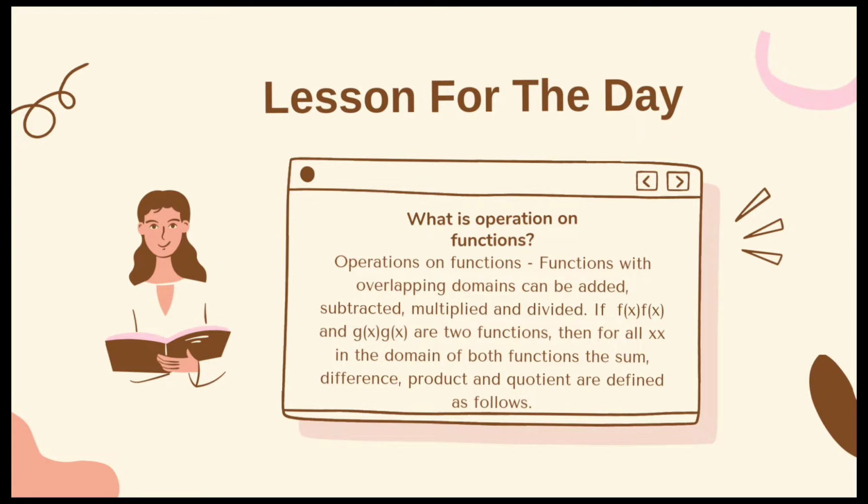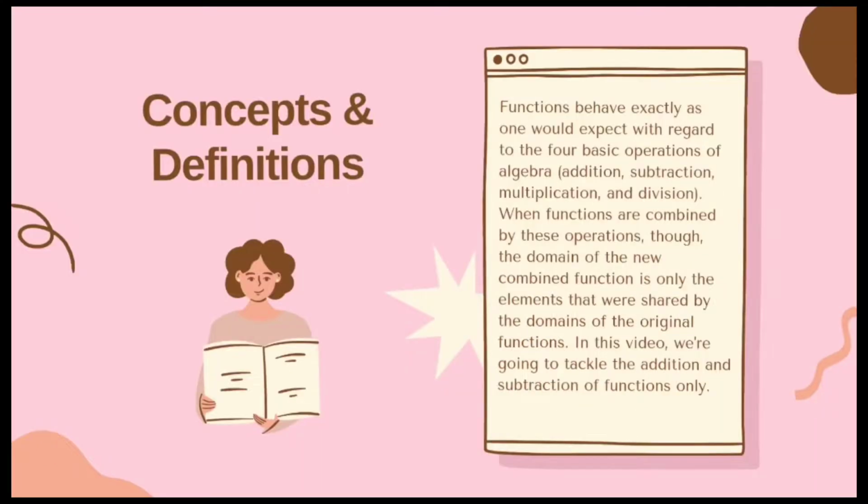What is operation on functions? Operation on functions with overlapping domains can be added, subtracted, multiplied, and divided. If f of x and g of x are two functions, then for all x in the domain of both functions, the sum, difference, product, and quotient are defined as follows.